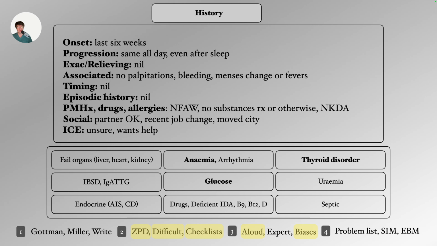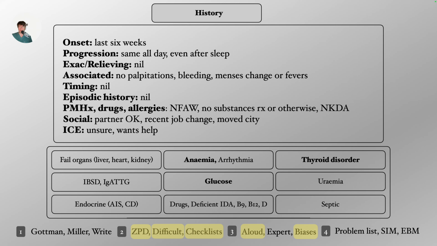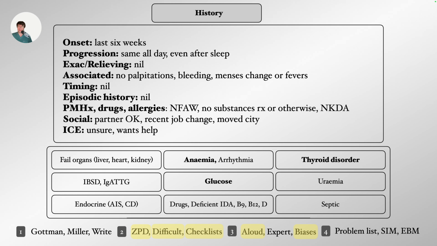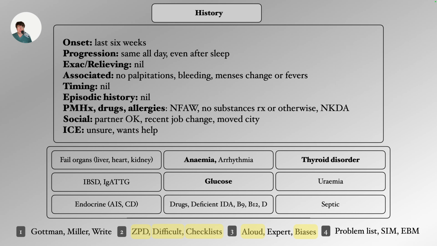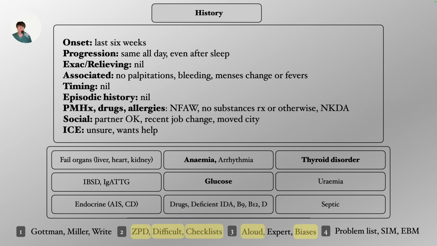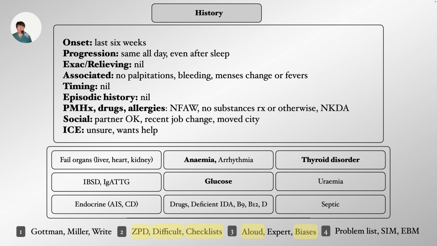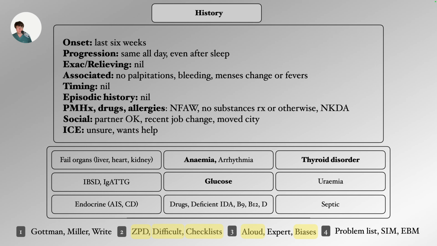So a brief history here. Onset, it's been happening for 6 weeks. It's exactly the same all day, even after sleep. There's no palpitation, bleeding, menstrual changes, or fevers. Not happened before. They're normally fit and well. There's no substance use, no known drug allergies. They've got a partner and everything's okay, but they've had a recent job change and moved city. Their ICE is unsure and they want some help.